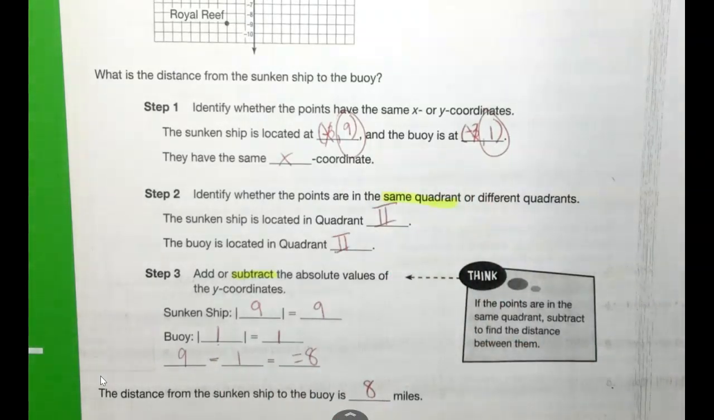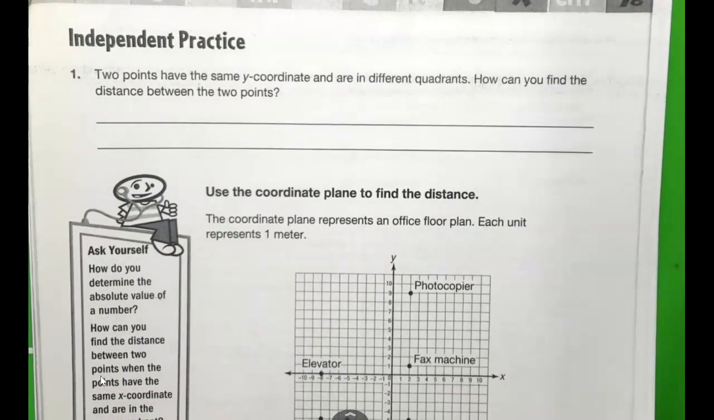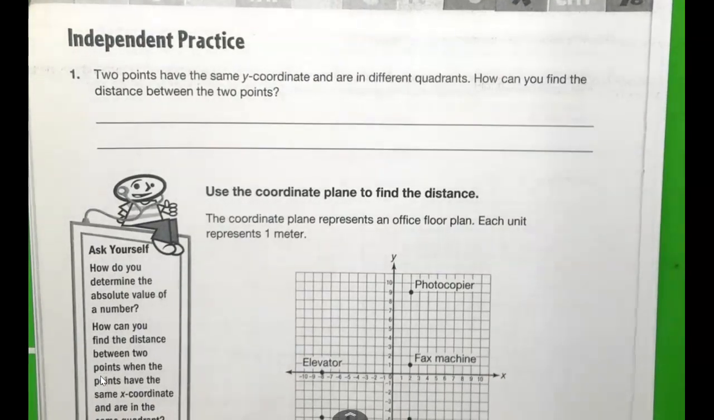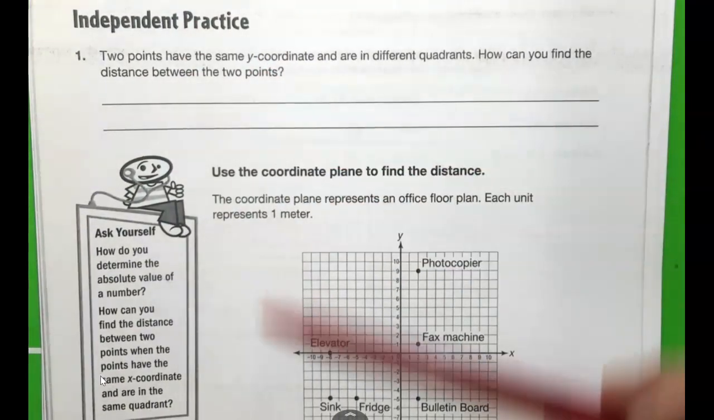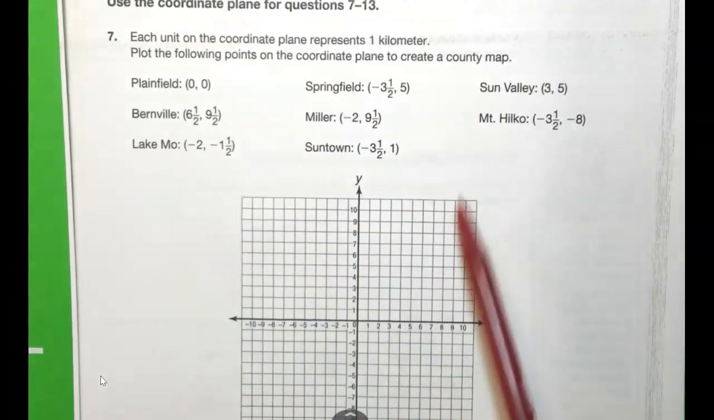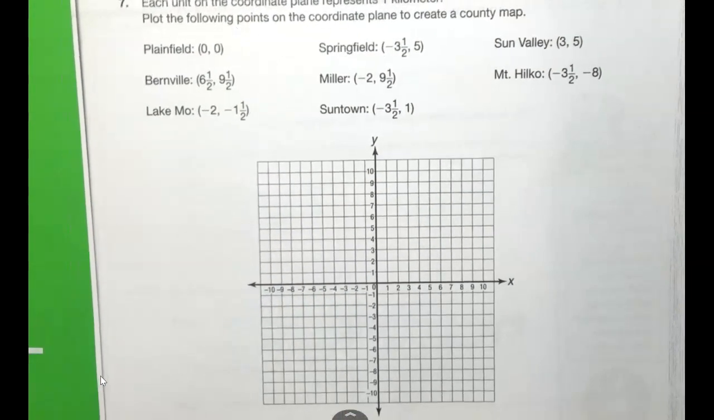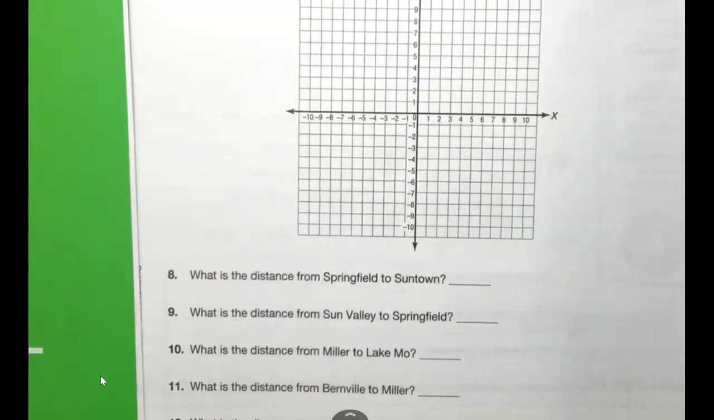Okay, so today you're looking at finishing the independent practice on the next 2 pages. On the first page, you're doing 1 through 6, and then on the second page, you need to make sure you fill in the map with all of these towns, and then answer questions 8, 9, 10, 11, 12, and 13 using the map that you drew for number 7.